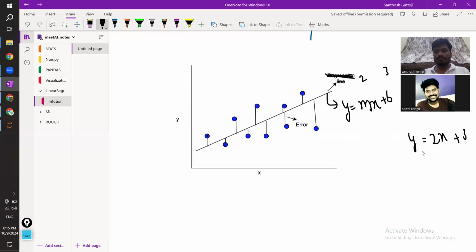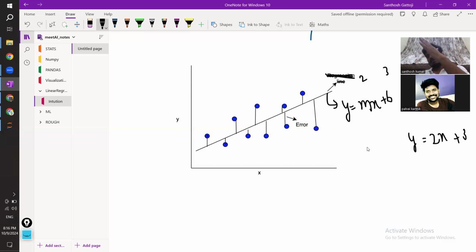So now, if you change the value of m and b, or even if you change only the value of m, you will get a new line. If you change the value of b, you will get a new line. If you try to understand, those are the only two ways you can alter this line.